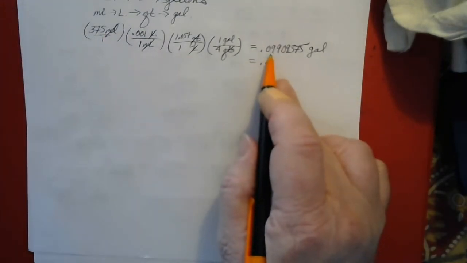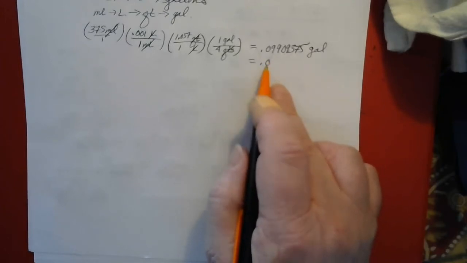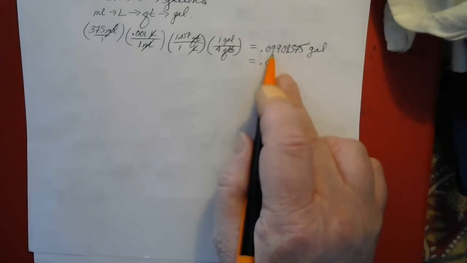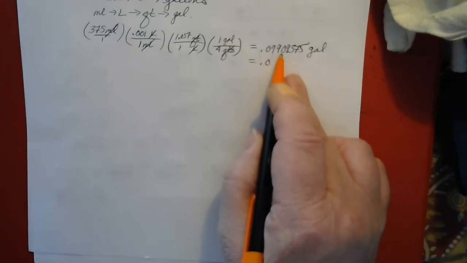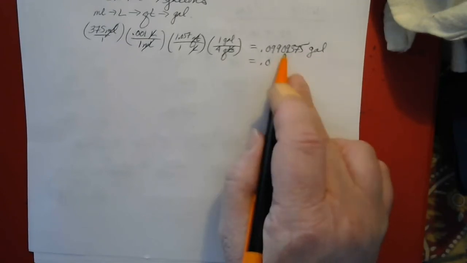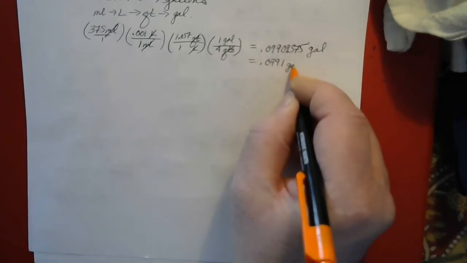And keep in mind also that the 0 at the beginning of a number does not count as a significant figure, so that can stay. And in addition to that, 3 more digits can stay. So the 9 and the 9 and the 0 can stay. But everything from the next 9 on has to go. Since the first digit we're dropping is a 9, the digit before it has to go up by 1. So this is 0.0991 gallons.